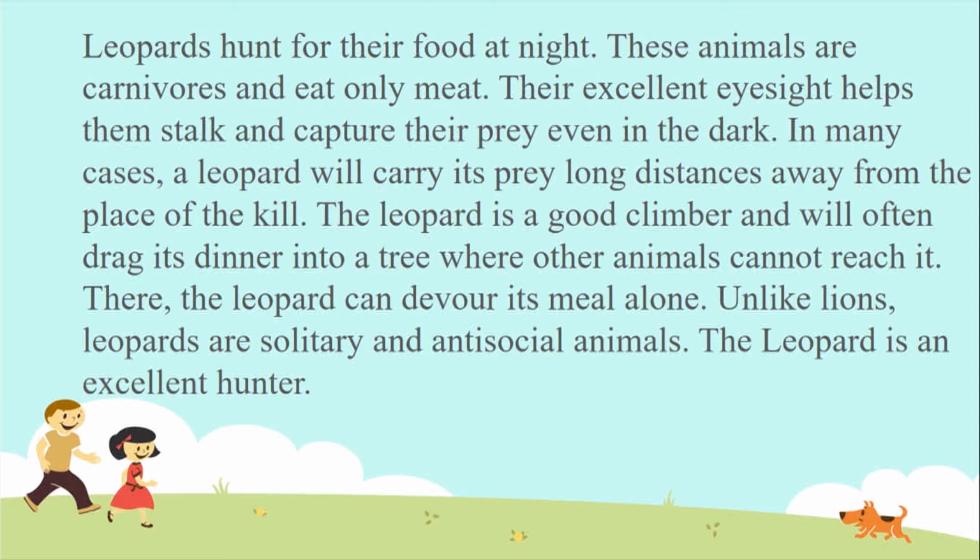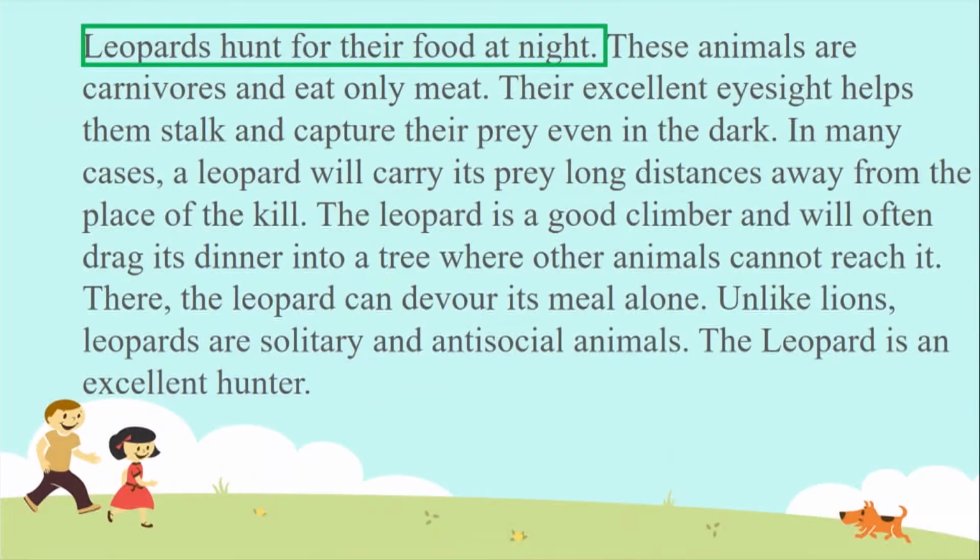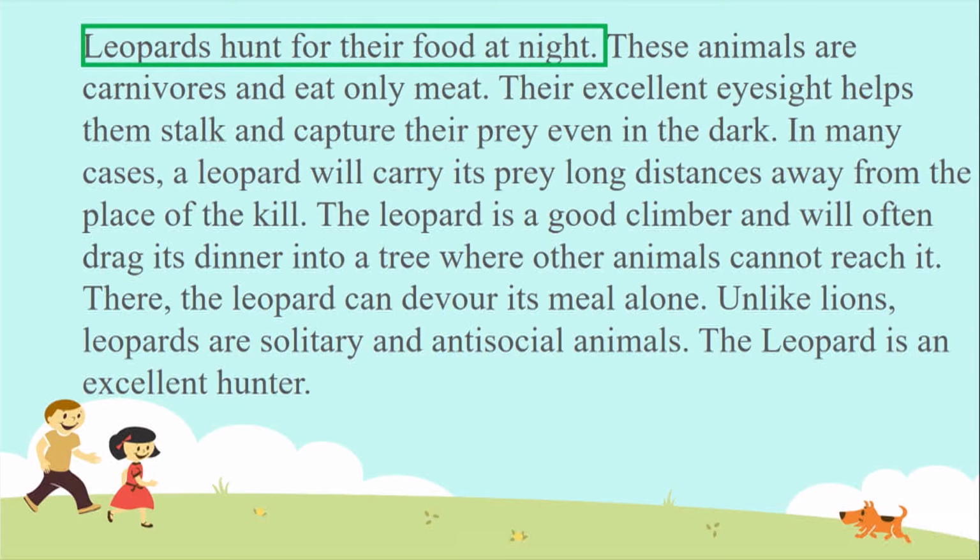Now, I am thinking back on the last paragraph, as I'm sure some of you are thinking, and maybe the main idea is just that first line. Leopards hunt for their food at night. So I agree, as you are thinking as well, that the paragraph talks about leopards hunting. But does the entire paragraph support that they hunt at night? Let's look. These animals are carnivores and eat only meat. That didn't talk about the night. Their excellent eyesight helps them to stalk and capture their prey even in the dark. Okay, so maybe we're getting somewhere. Maybe it might be the main idea.